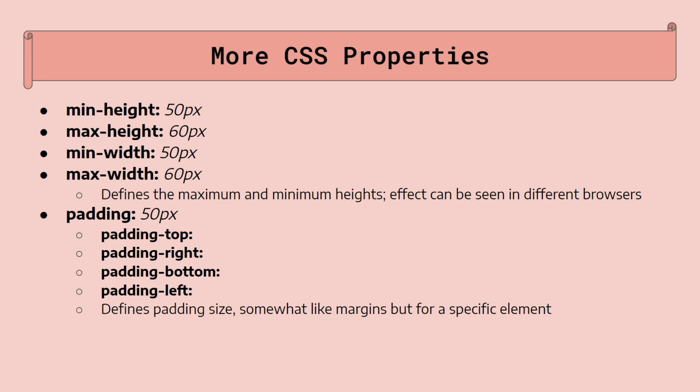These properties are only in effect when the content of the element is smaller than a minimum or larger than a maximum. Padding properties are used to create space around the element inside of a defined border. Use padding top, right, bottom, or left to set different paddings for individual sides.